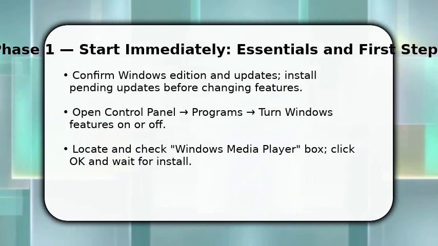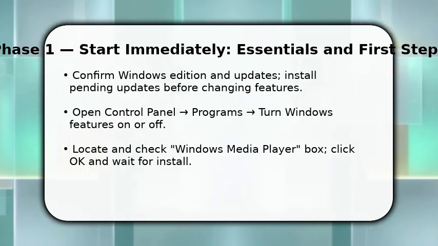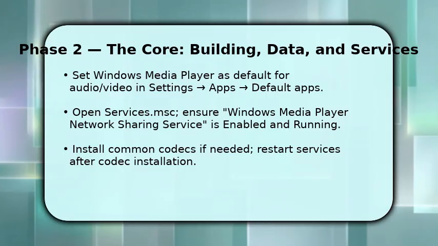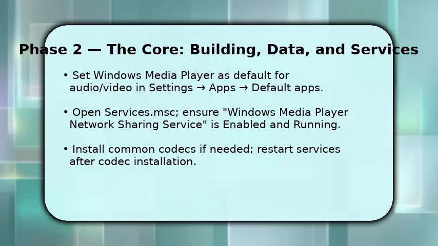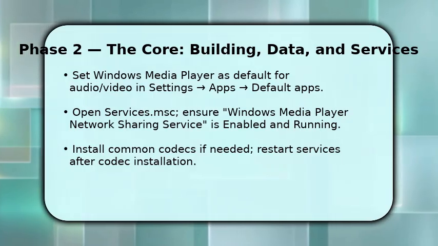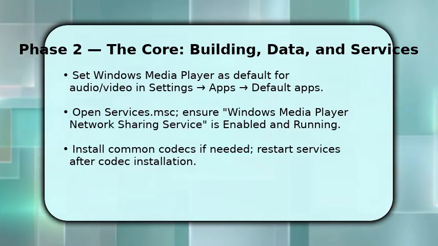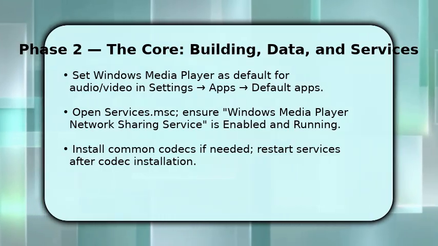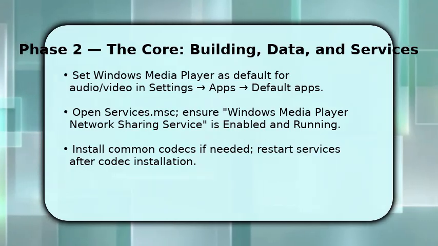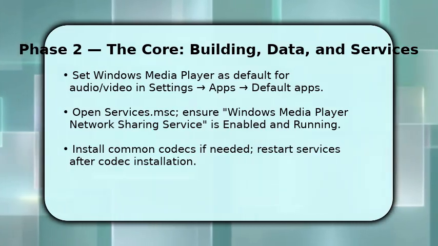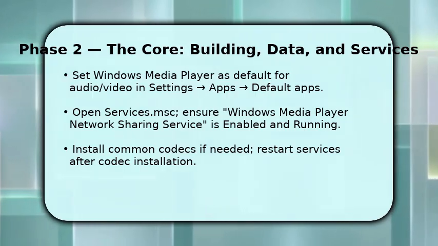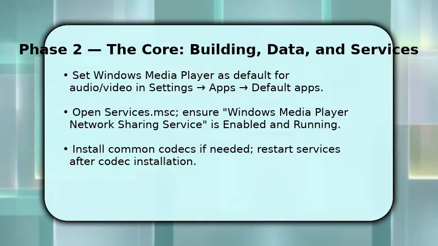Once the feature is installed, you need to wire it into the system. Open Settings, right arrow Apps, right arrow Default Apps, and assign Windows Media Player for audio and video file types you prefer. Then press Win+R, run services.msc, and locate Windows Media Player Network Sharing Service. Make sure its startup type is manual or automatic and that it's running. If you plan to play rarer formats, install a reputable codec pack and restart the service and the app.